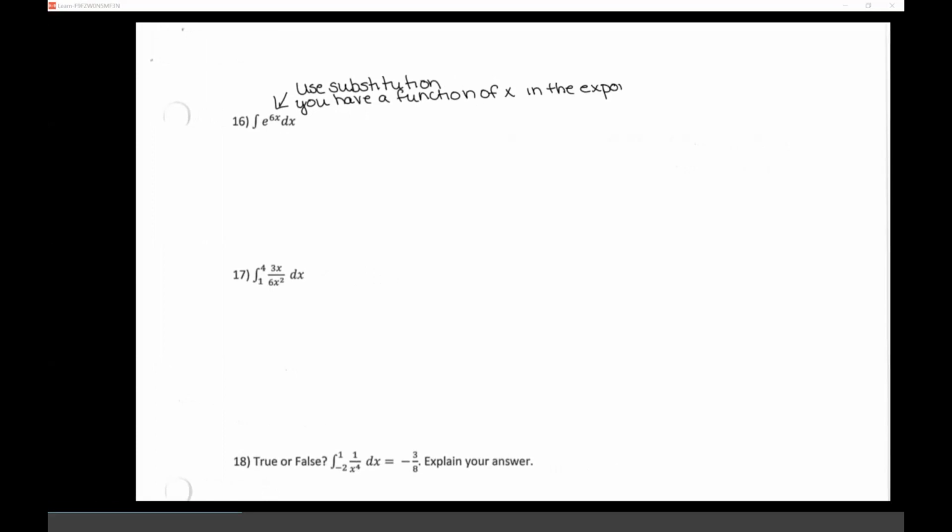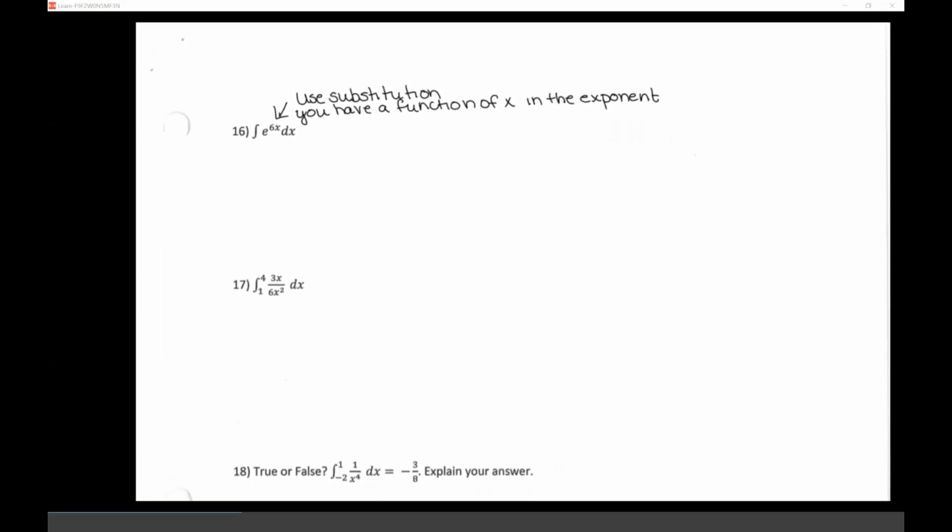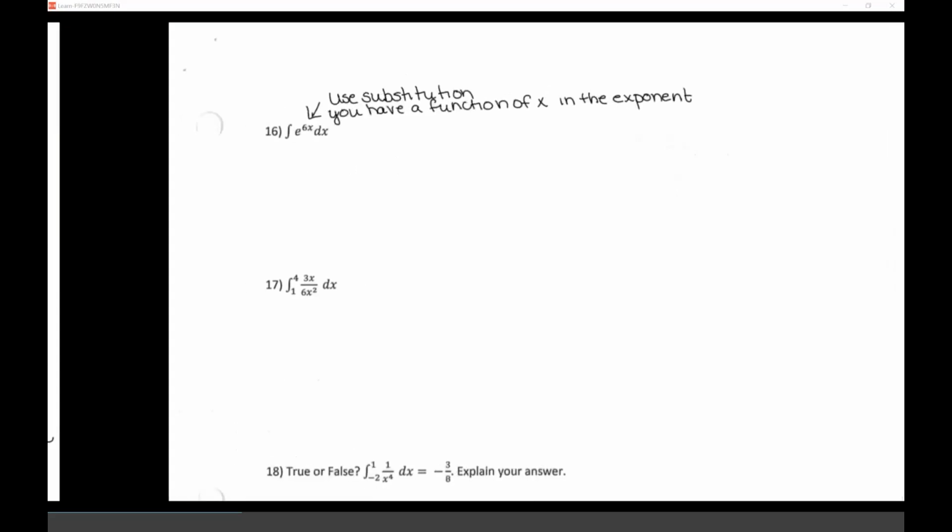Now, if you're looking at that, you're saying, well, I thought you use substitution when you see a function and part of its derivative. Well, yes. The derivative of this exponent would just be 6. It doesn't give you a power of x. And remember, with substitution, you can play with the coefficients. So let me go through this.